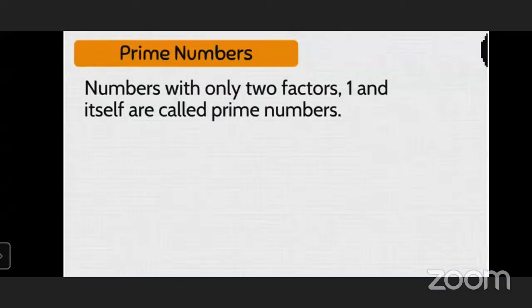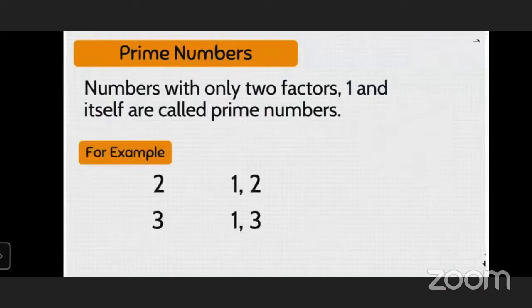3, 5, 7, 9. 9 is a prime number. No, sir, 9 is not a prime number. Sir, 11, 7, these are some examples. 2 is also a prime number. 1 and 2 are factors of 2. 1 and 3 are factors of 3. In every prime number, there are only two factors.